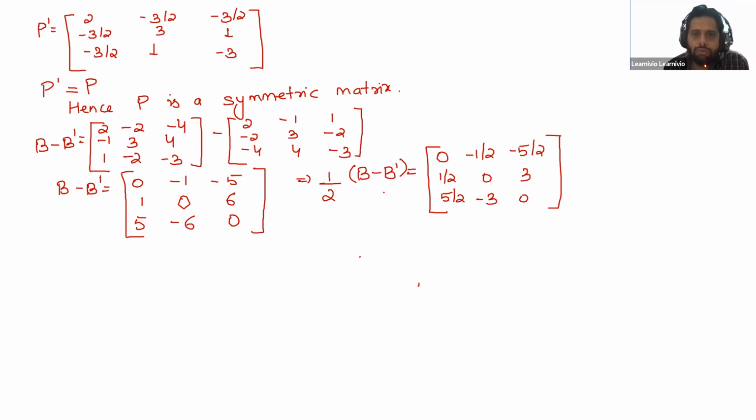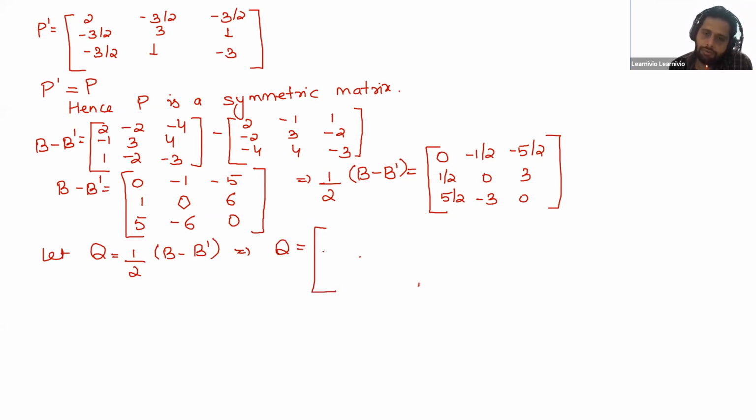So we get 1 by 2, B minus B transpose is equal to this one. We already know that this is a skew symmetric matrix, but we need to prove it. Let Q is equal to 1 by 2 B minus B transpose. So this will give us what? Q is equal to this.